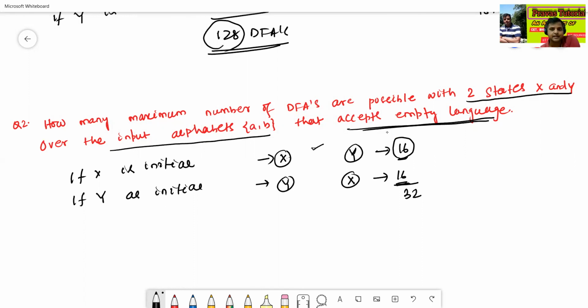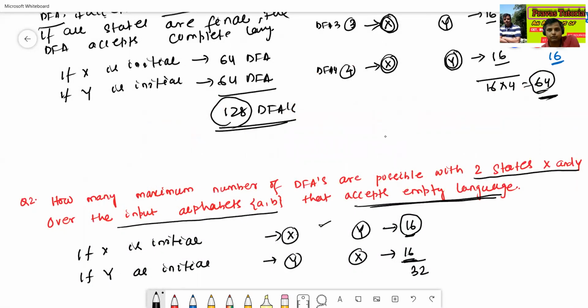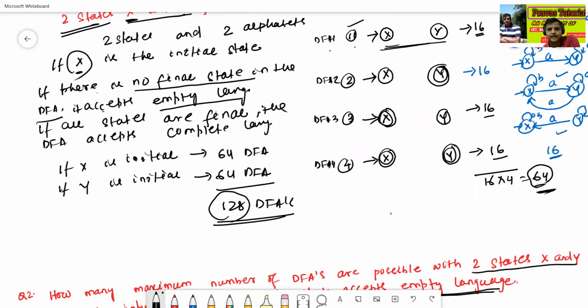Now we'll check some other DFAs. Out of these, DFA4 never accepts the empty language because both states are final, but we can check DFA2 and DFA3. They may accept it, but I don't know. Okay, now we can check here.